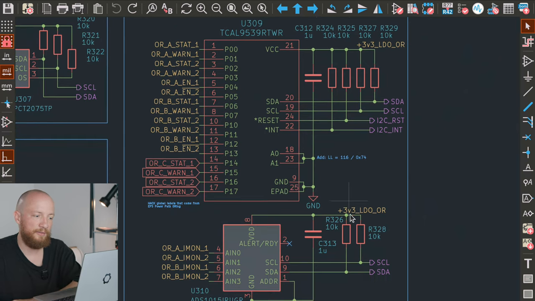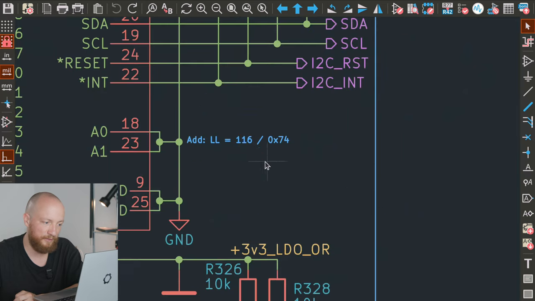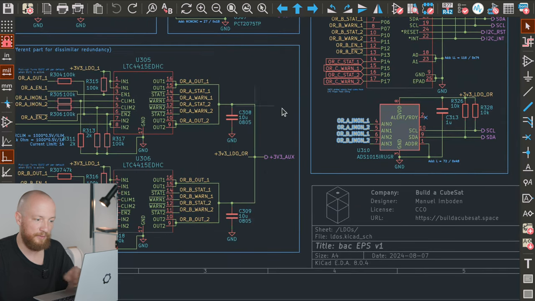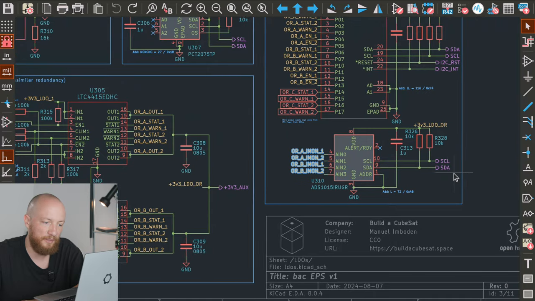By the way, if you have never really worked with one of those, it is very different from device to device what address it will get depending on which pin is pulled high or low or floating. That's information we'll find in the datasheet. For this part, for example, if both address pins are low, it gets an address of decimal 116 or hex 74. Below the GPIO expander, we have an ADC that takes in the current measurements from these O-ring controllers here and also puts them on the I2C line.